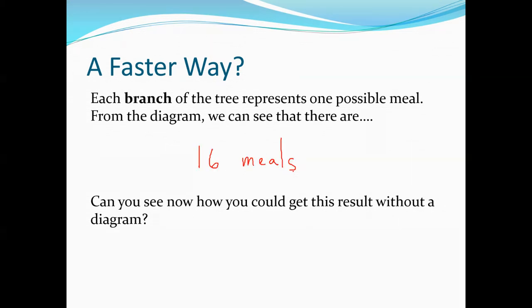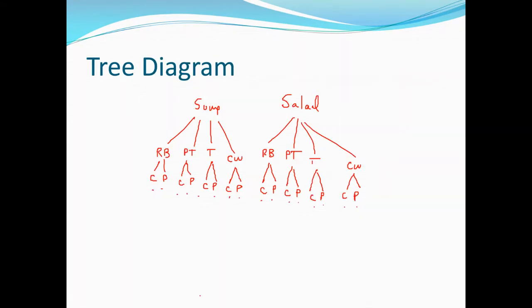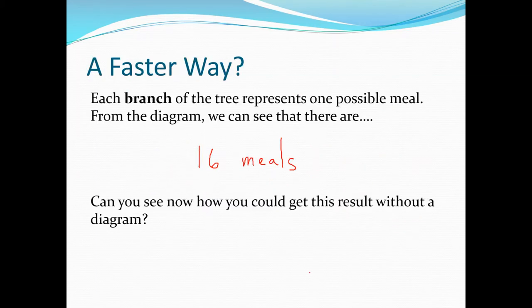And if we want to see how we get that result without a tree diagram, check this out. We have 2 possible options for an appetizer, 4 options for our main course, and 2 options for our dessert. If we think about each layer, we're multiplying by that number. We've got 2 times 4 times 2, which is 16 possible meal combinations. So that's a shorter way of doing it: 2 times 4 times 2, 16 different options.